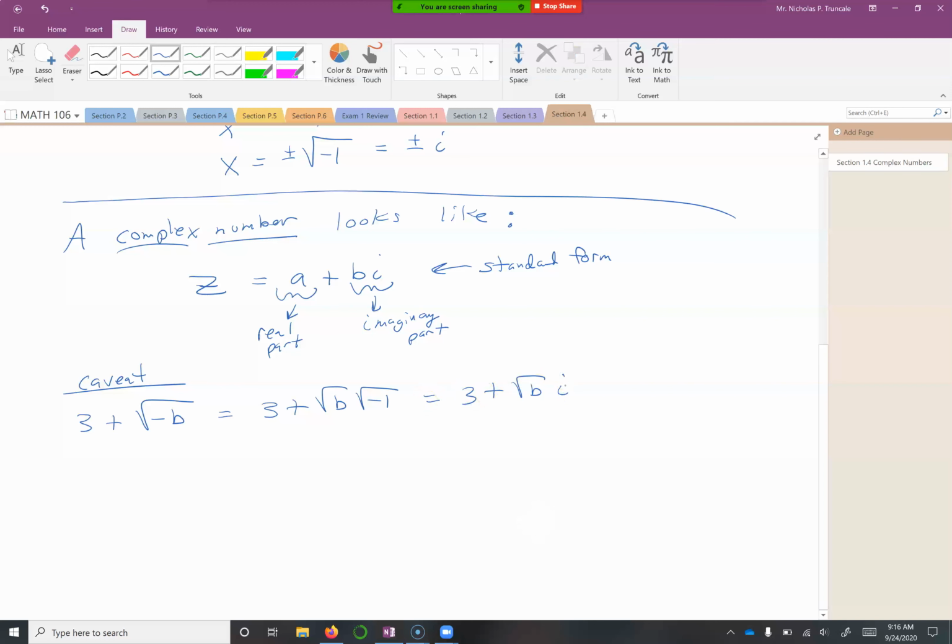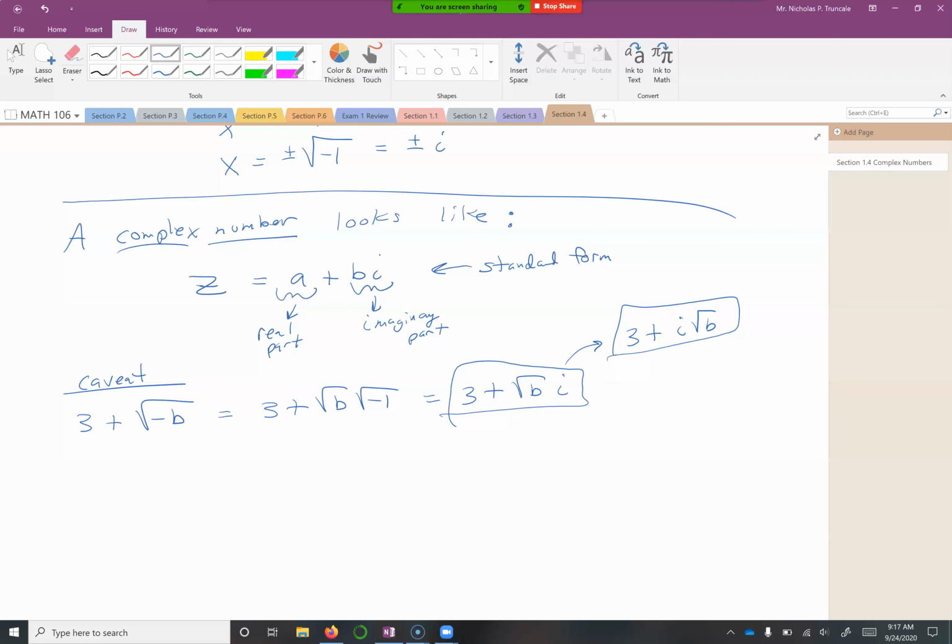Okay? So that's not actually preferred. The preferred way to write this would be 3 plus i square root of b. So if you have a square root ending up in your imaginary part, we always like to park the i variable in front of it. Now, if you were to give me this as an answer, I wouldn't mark it wrong, but just try to look at it in that form, just because it'll be easier to check answers in the back of the book.